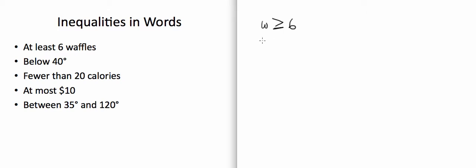So here's talking about the temperature. The temperature is below 40 degrees. So the temperature is less than 40 degrees. If it's below 40, it's not at 40, so it's just less than. We have fewer than 20 calories. That's similar to what we just did. So it's less than 20. Fewer than 20 means it doesn't incorporate the 20 calories.